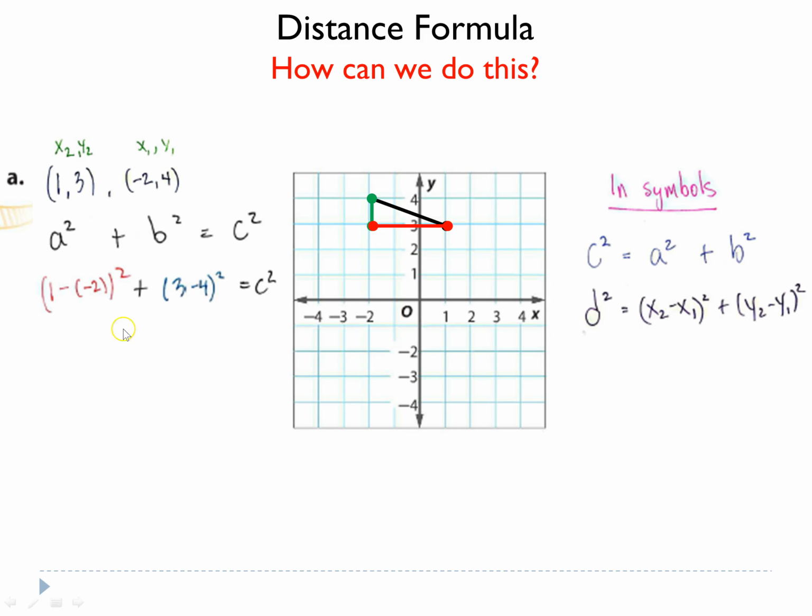All right, so let's go back to our problem here on the left. 1 minus negative 2 is 3 squared, and 3 minus 4 is negative 1 squared. Sweet. Well, I know what 3 times 3 is. I know what 3 squared is. That's 9. And I know what negative 1 times negative 1 is. That is 1. And again, that adds up to the square of my hypotenuse. All right, so I square root 10.